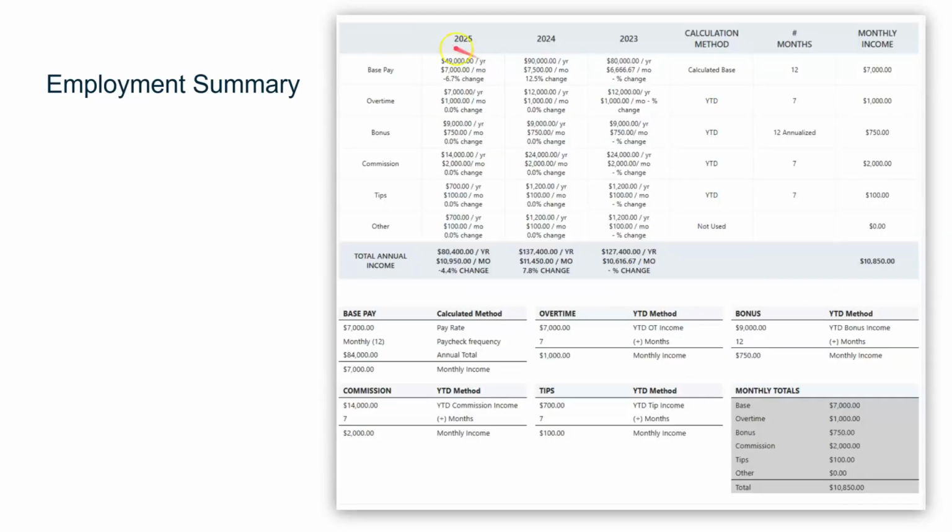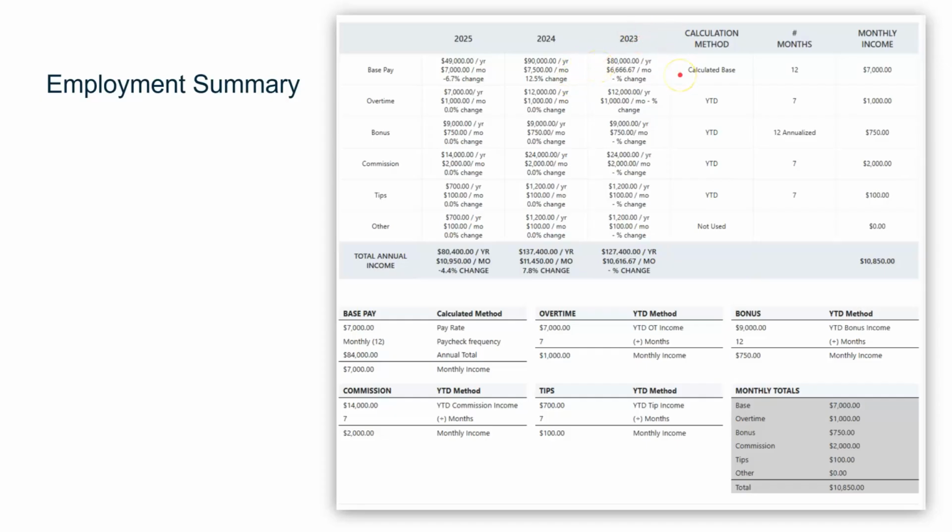The second page of the data is the secondary information. In our new employment chart, we consolidated 3 charts into one, showing the gross amount per year, the average per month, and the change between each year. So in this example, we had $90,000 of base pay, which is $7,500 per month, which is a 12.5% change upwards versus the 2023 year.